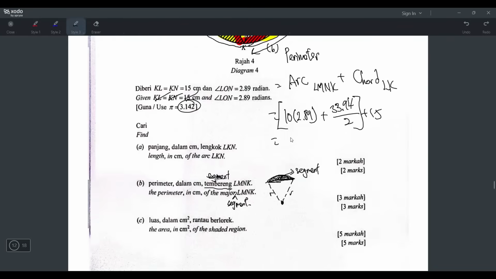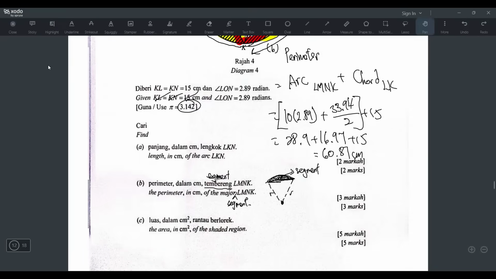Okay, let's go: 28.9 plus 33.94 divided by 2. I'm pressing my calculator, 16.97. And then plus 15. For my final answer, plus this. Okay, 60.87. But of course, you have to write cm, because this one is perimeter. So that is the answer. Okay, that's my B working.